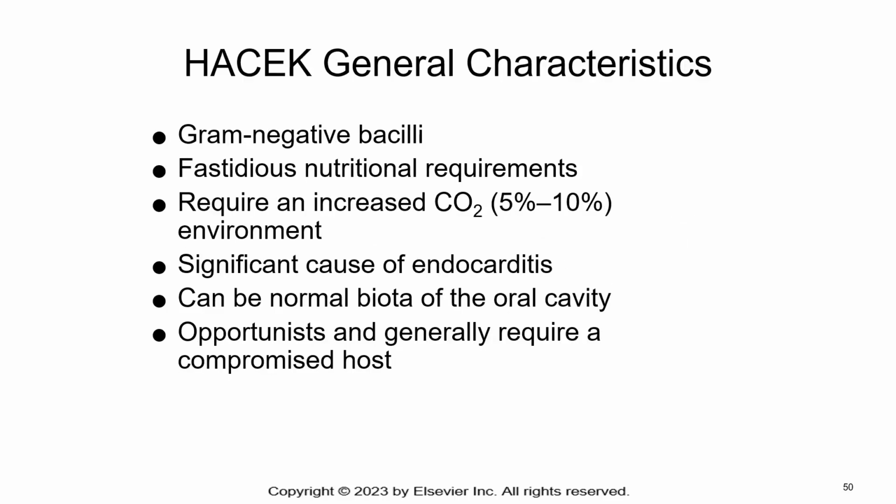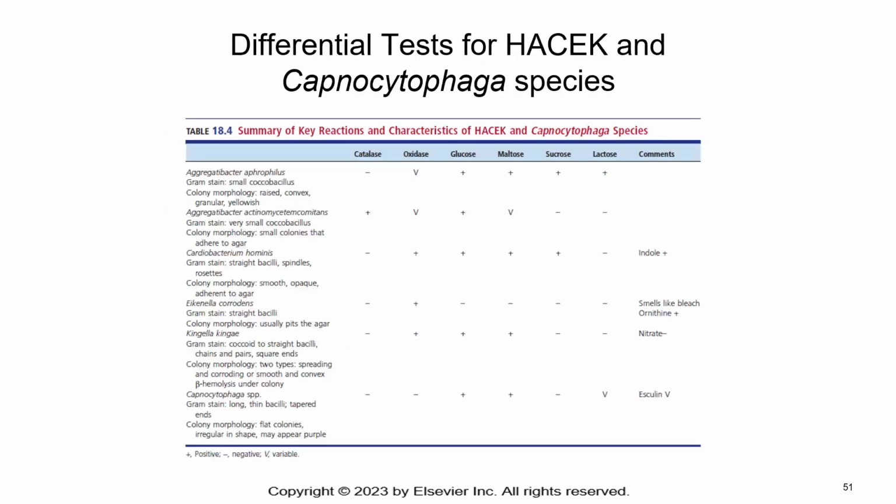General characteristics: gram-negative bacilli, fastidious nutritional growth, require an increase in CO2, significant cause of endocarditis. They can be normal biota if they're in the oral cavity. Opportunistics generally require a compromised host. So here are the HACEK organisms and some of their biochemical reactions.